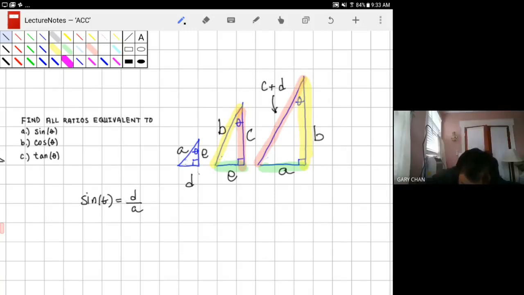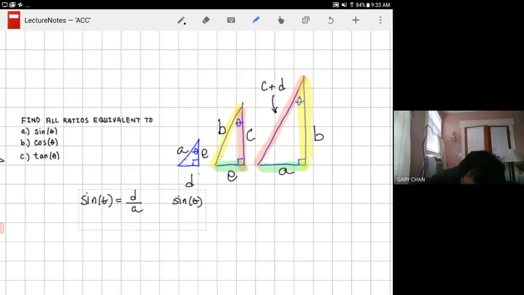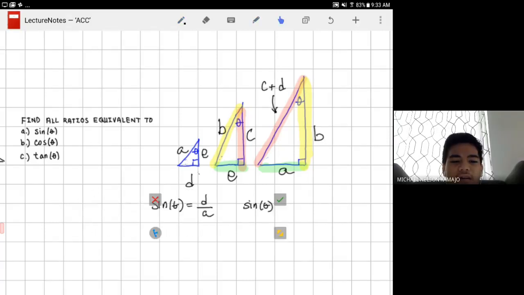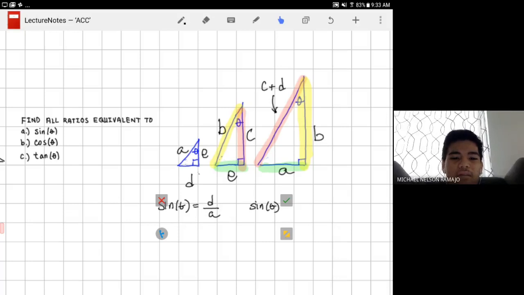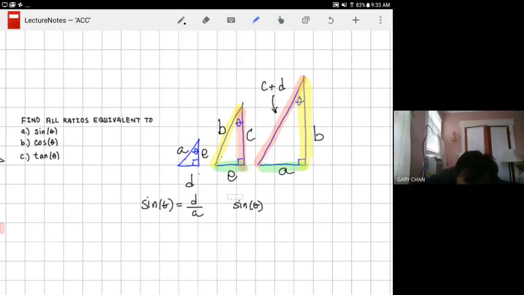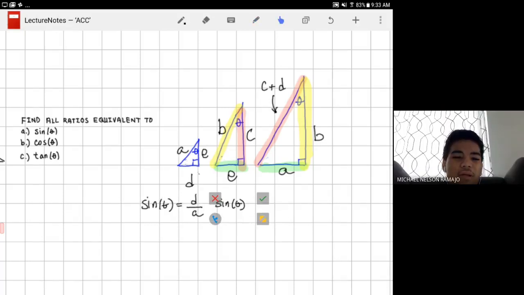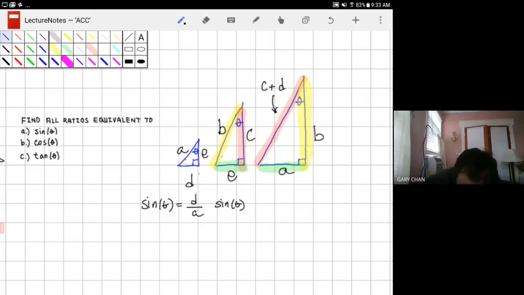Michael, can you do us the honors of figuring out what sine theta is in the middle triangle? Sine theta in the middle triangle. E over B. It would be E over B. I totally agree. Good job there, Michael. Thank you. And then we're going to try to figure out what sine theta is for the last one.